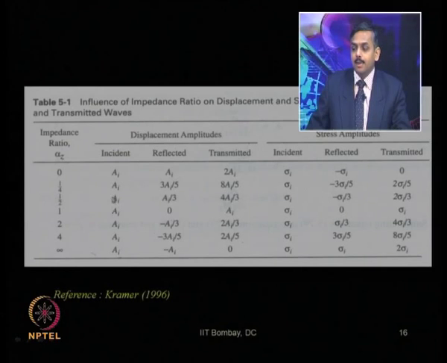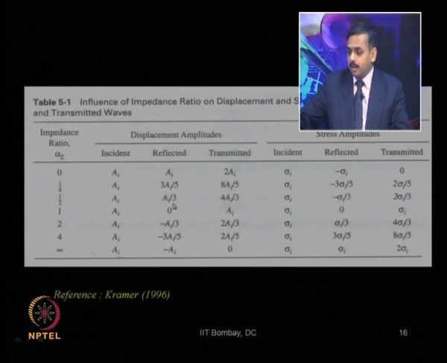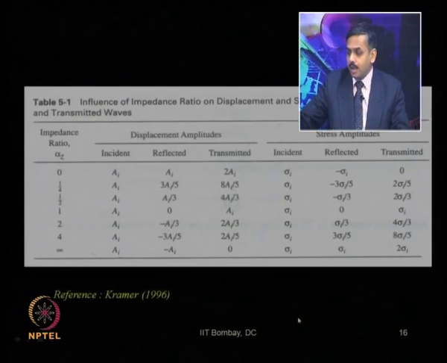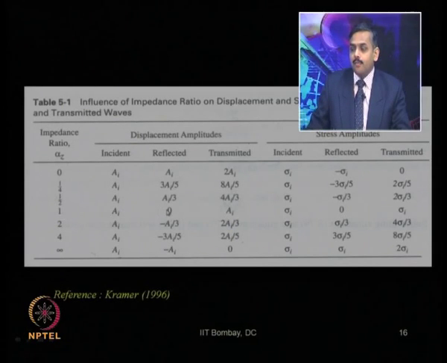When displacement amplitude of the incident wave is AI, reflected is AI by 3. Just putting alpha z equals to 0.5, you will get this, you will get this also, right? Similarly, you will get this and this. That is what we are doing here. So, alpha z of 0.5 will give us a reflected wave displacement amplitude much lower than the displacement amplitude for the incident wave. But let us look at the transmitted wave. It is 4 AI by 3.